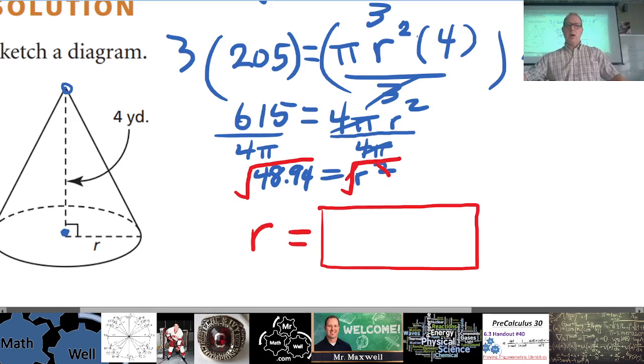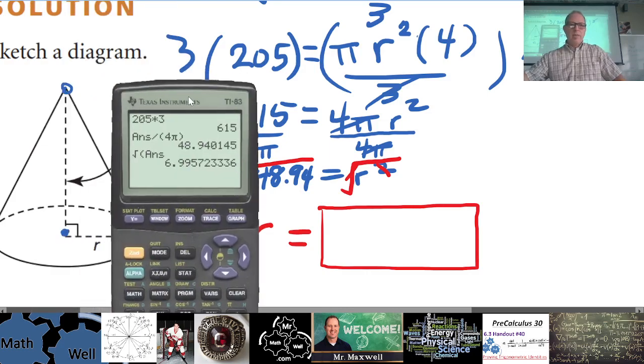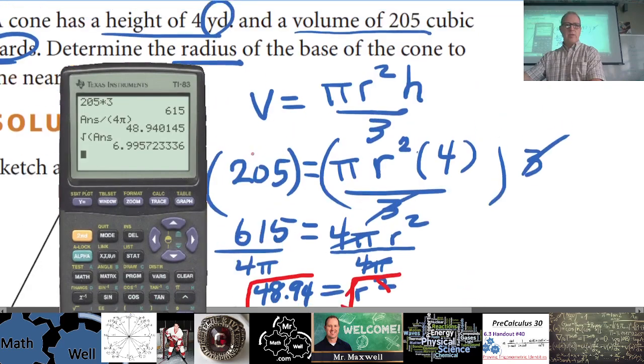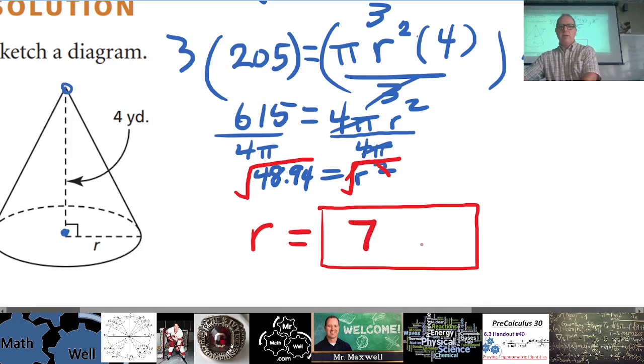And so r equals the square root of this number, which I'll do square root, and I'll use my answer function to include all the decimals there. And I've got 6.9957. So does it say how we should round this to the nearest something? Nearest yard there, I see. Okay, so that's going to be exactly 7, isn't it? 7 yards. The radius will be 7 yards.